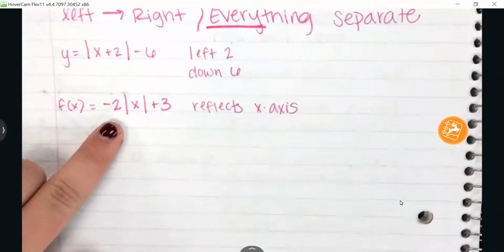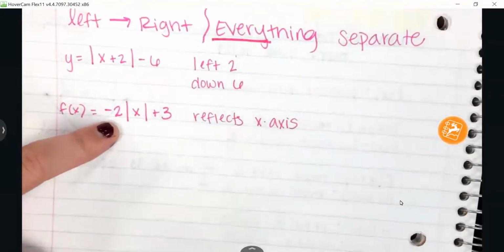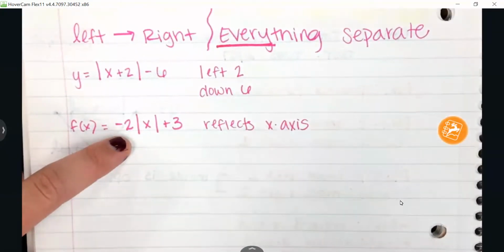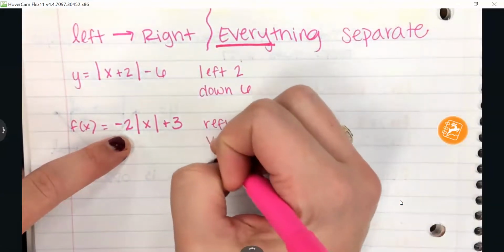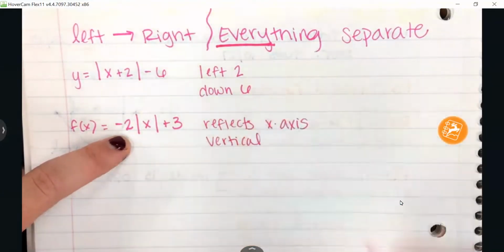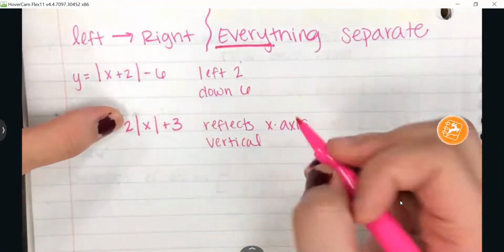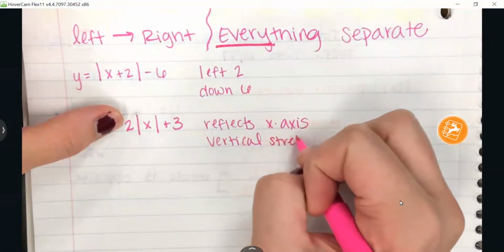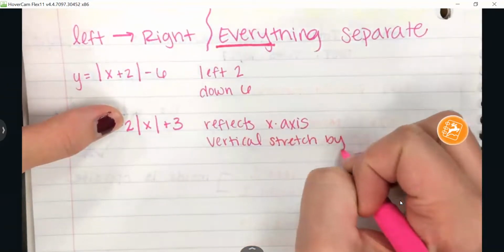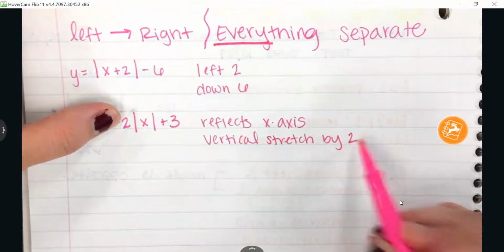I have a 2 on the outside. Is that vertical or horizontal? That's vertical. Why is it vertical? Because it's located where? Outside. Is it a stretch or a compress? Why is it a stretch? Because it's greater than 1. 2 is greater than 1, so it's a vertical stretch. What is it a vertical stretch by? By the number 2.